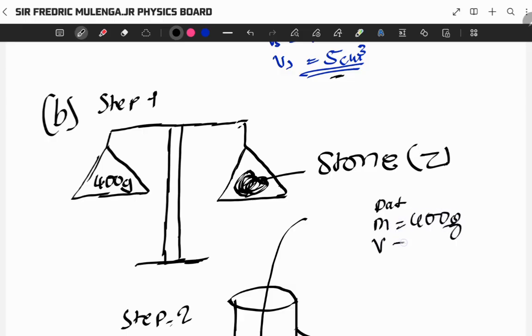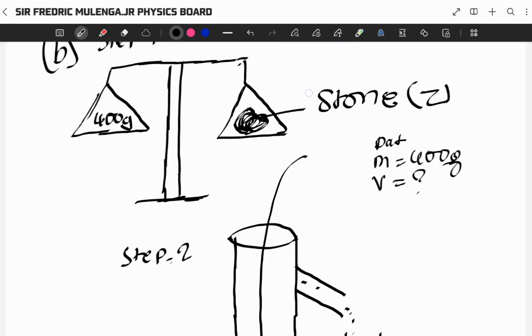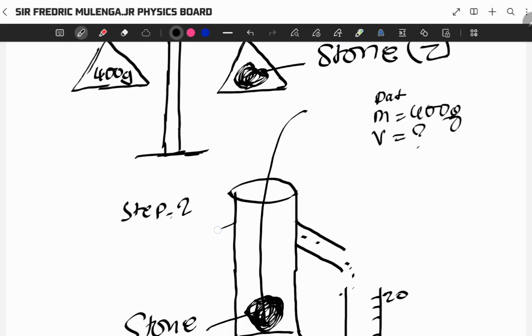So the data for this one: the mass of the stone is 400 grams. Okay, so we are looking now for the volume. We don't know the volume. So we have another method of finding volume apart from using a measuring cylinder, where you fill water there, then you lower your stone. We have the other method by use of what we call an overflow can.